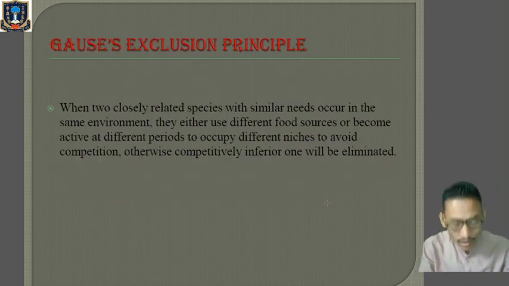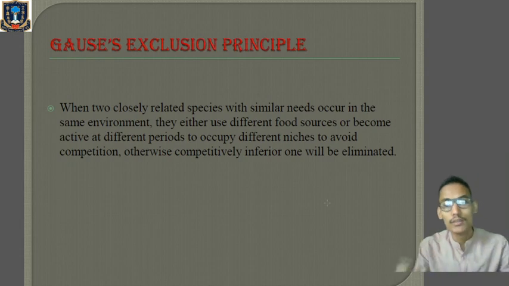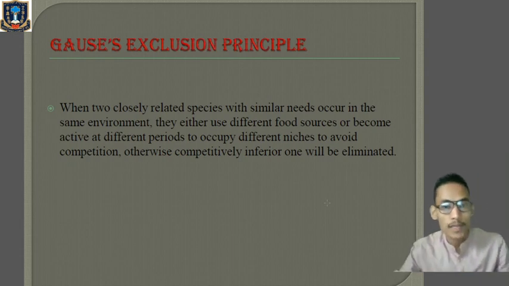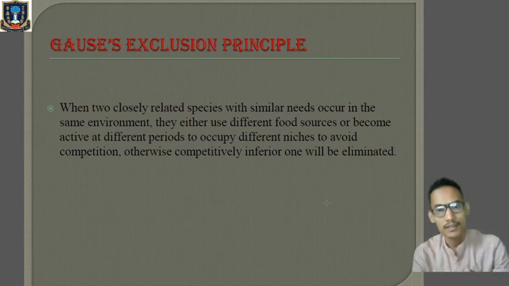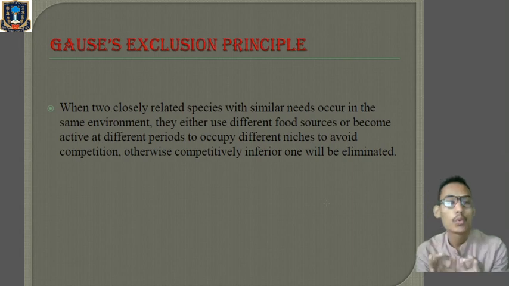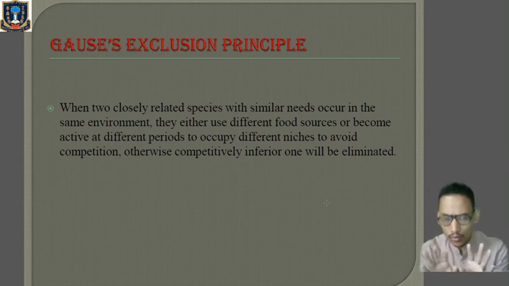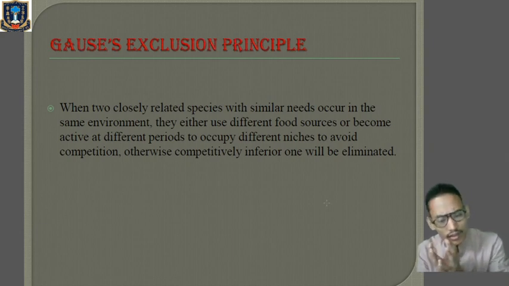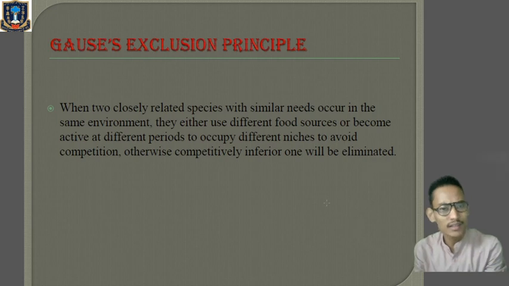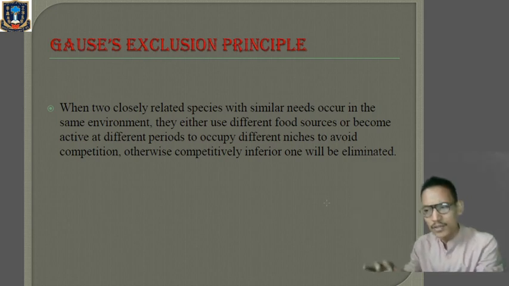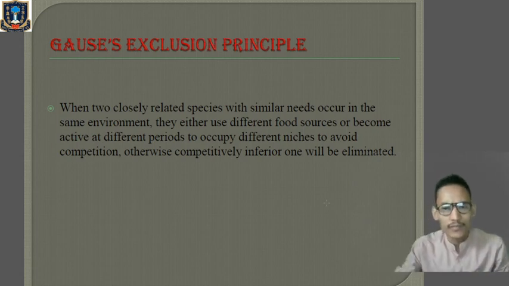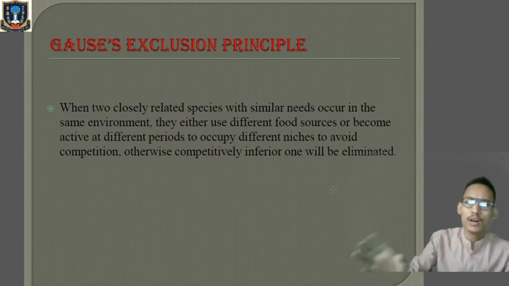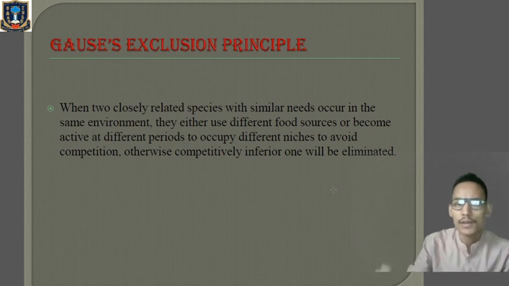Next one, Gause's exclusion principle. Now what is Gause's exclusion principle? So kindly write this one. When two closely related species have similar needs, listen very carefully, similar feeding habits or similar space for shelter in the same environment, then they use different food sources or become active at different periods to occupy different niches.